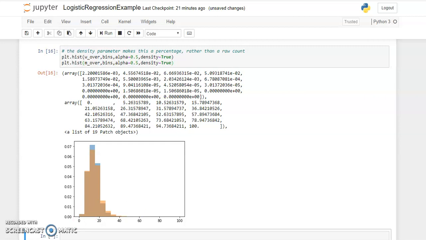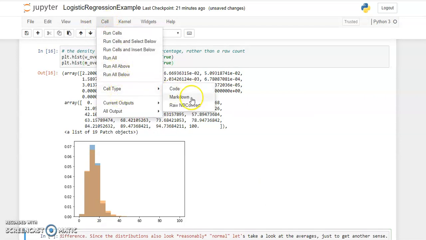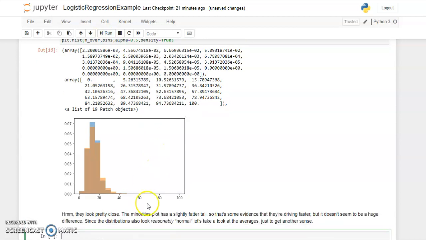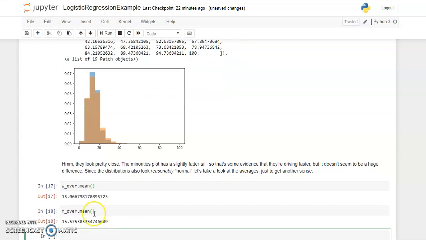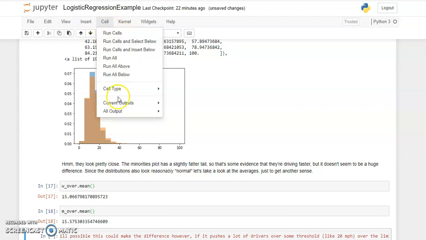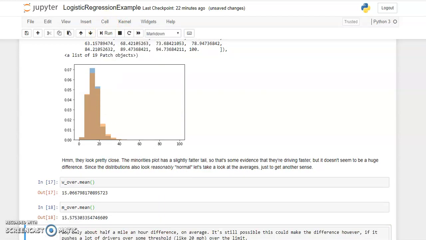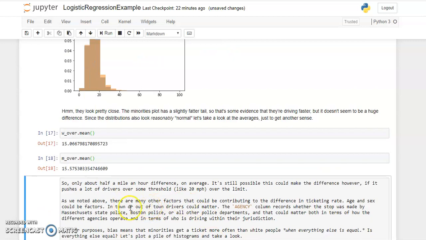And so we can take a look at the averages. This looks like a reasonably normal distribution. So let's take a look at the average for each one. Pretty straightforward, right? We're going to do the mean of white drivers and the mean of non-white drivers, and we can see that it's about half a mile over. But again, maybe it's pushing those drivers over some unspoken threshold that is causing them to get more tickets.